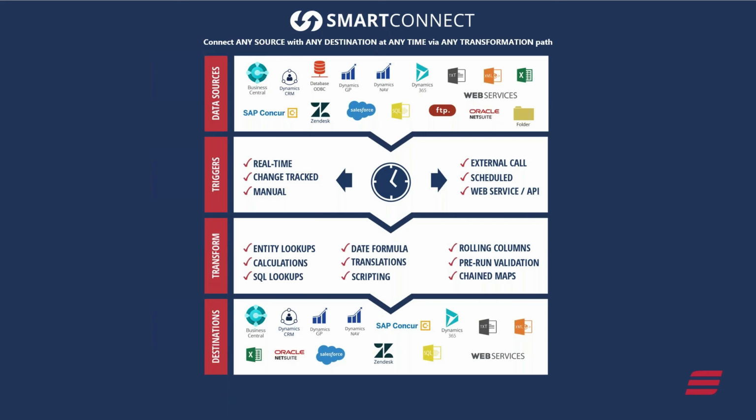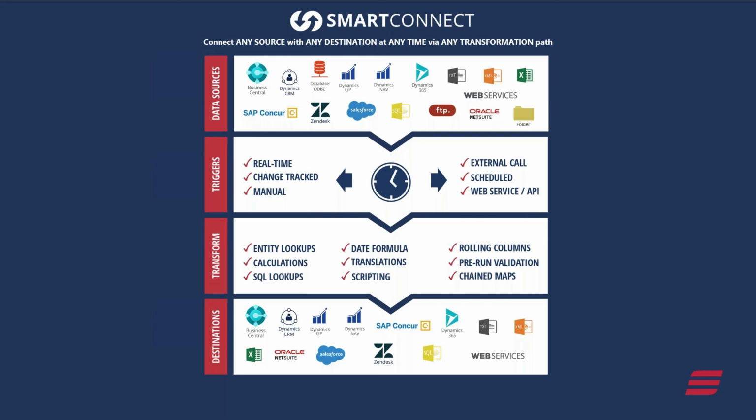So from anywhere to anywhere, our triggers, lots of ways that maps can get triggered in a lot of our data sources and our data destinations. We can actually set up real-time triggers. GP is one of them, CRM is another. We also have the ability to track changes on data.